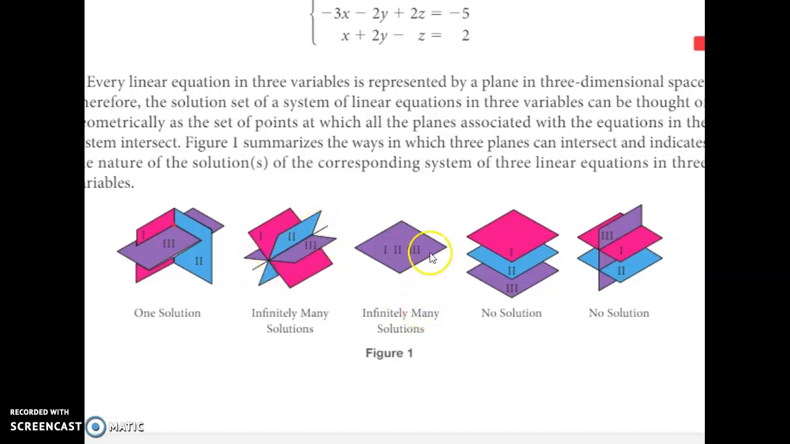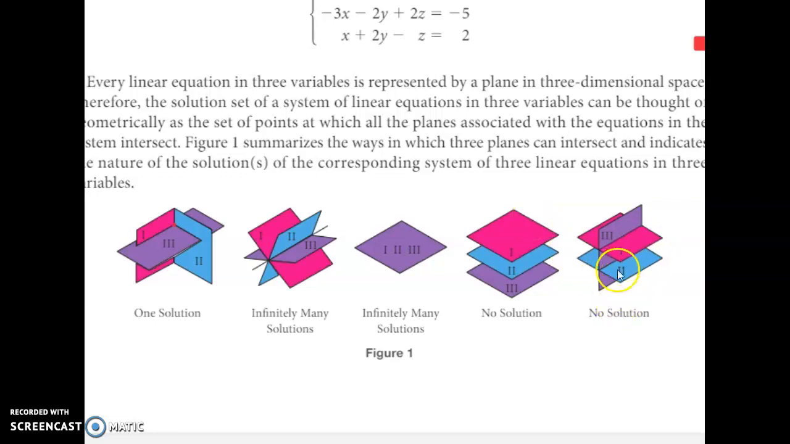It could be like this, where they intersect at exactly one line and you have infinitely many solutions. It could be where the three planes are actually one and the same. Like earlier, where you had the same two lines, one and the same. So you also have infinitely many solutions. And then it could also be that they're all parallel to each other, so you have no solutions because they don't intersect anywhere.